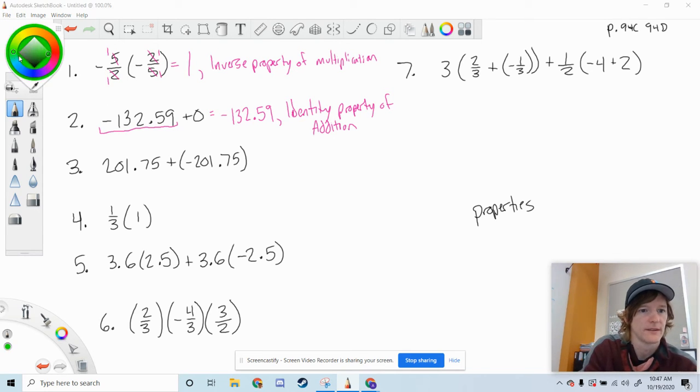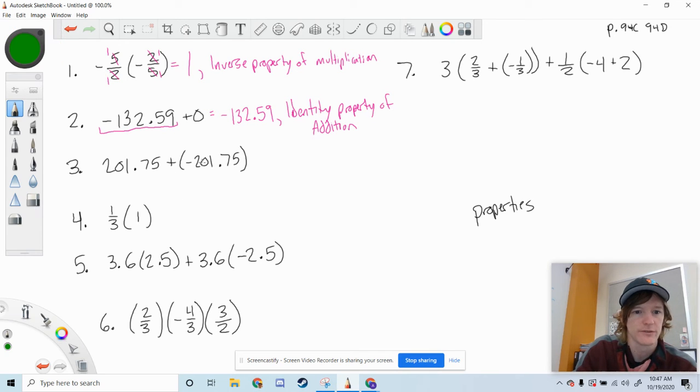All right. Next one, we've got two numbers. One of them is positive, one of them is negative. It's going to be kind of like what we did on number 1, except this will be, instead of multiplication, addition. So let's see, we have 201 and 75 100ths plus negative 201 and 75 100ths. Well, this is the same thing as saying this minus this. It's going to give us a total of 0.